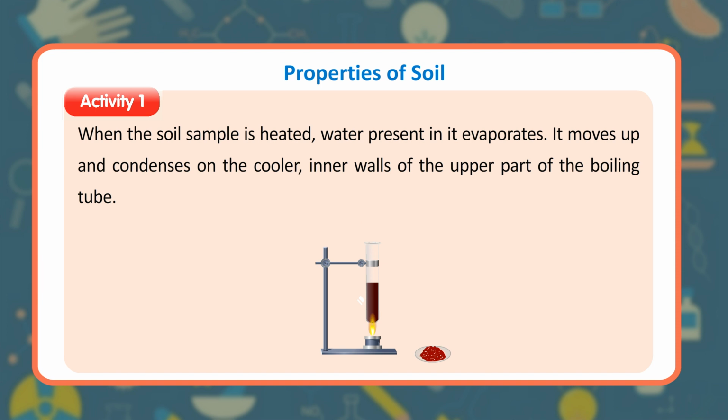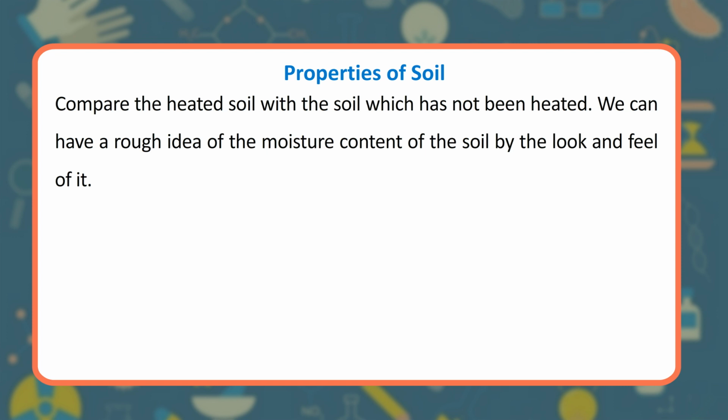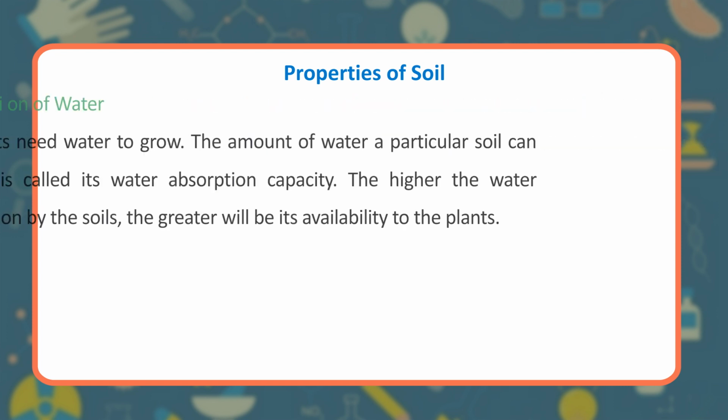When the soil sample is heated, water present in it evaporates. It moves up and condenses on the cooler, inner walls of the upper part of the boiling tube. Compare the heated soil with the soil which has not been heated. We can have a rough idea of the moisture content of the soil by the look and feel of it.